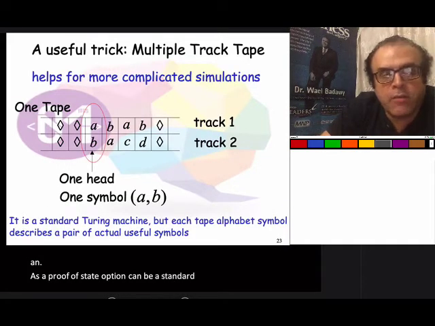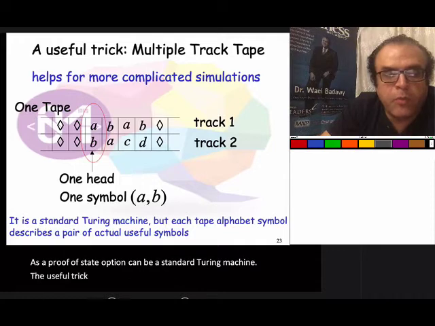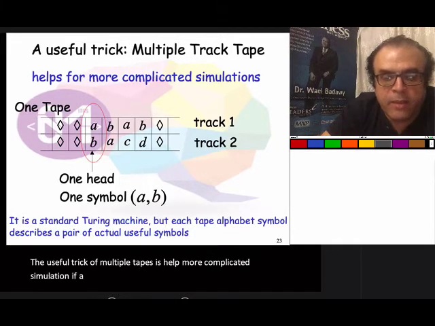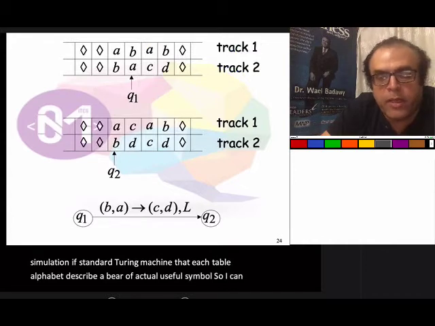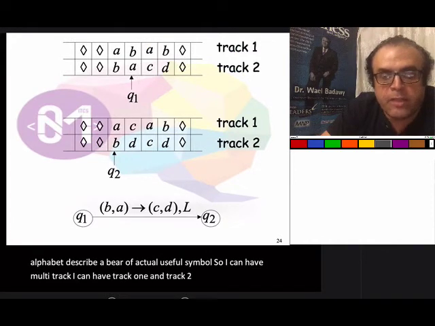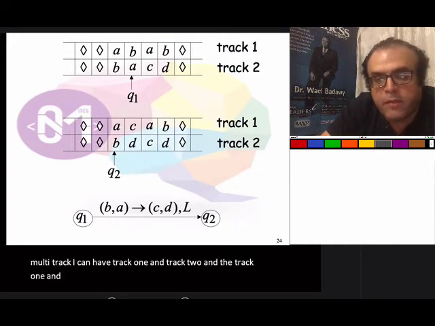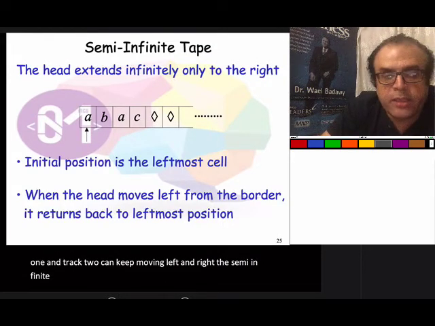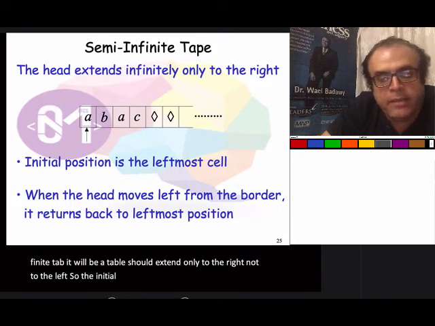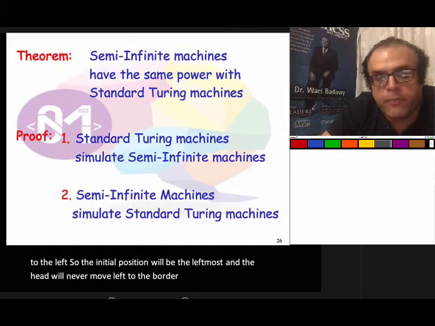The useful trick of multiple tapes is that it helps with more complicated simulation. In a standard Turing machine, each tape alphabet symbol can describe a pair of actual useful symbols, so I can have multi-track. I can have track 1 and track 2, and they can keep moving left and right. The semi-infinite tape will be a tape which extends only to the right, not to the left. So the initial position will be the leftmost, and the head will never move left past the border. However, it will go in the other direction.